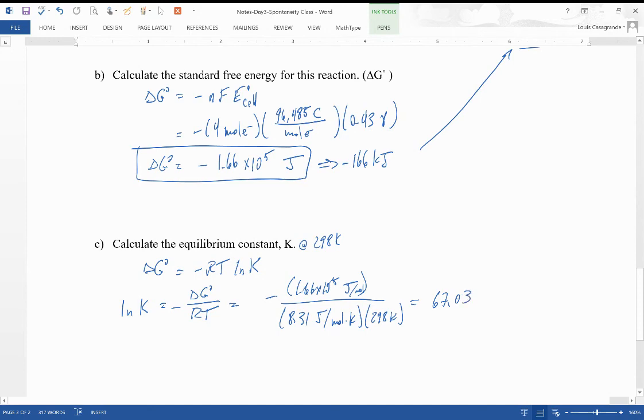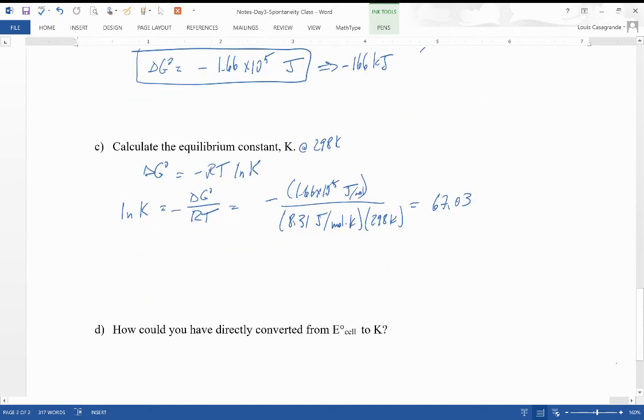And that gives us 67.03. And since that's the natural log of K, K then is equal to e to the 67.03. It's going to be a pretty big number, 1.28 times 10 to the 29th. And I would say that is a K that definitely favors your products.